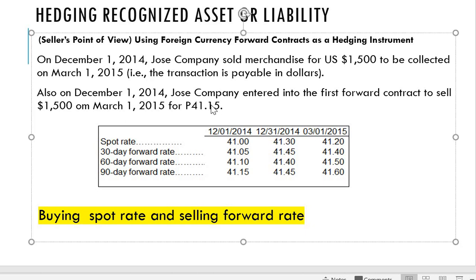Okay, that's actually 41.15, because that's the 90-day forward rate. It's 90 days from December 1 to March 1, so we'll use the 90-day forward rate, 41.15. Again, if we have an exporting transaction, of course, we'll use the buying spot rate. And since our hedging instrument is a forward contract to sell, we'll also have the buying forward rate.